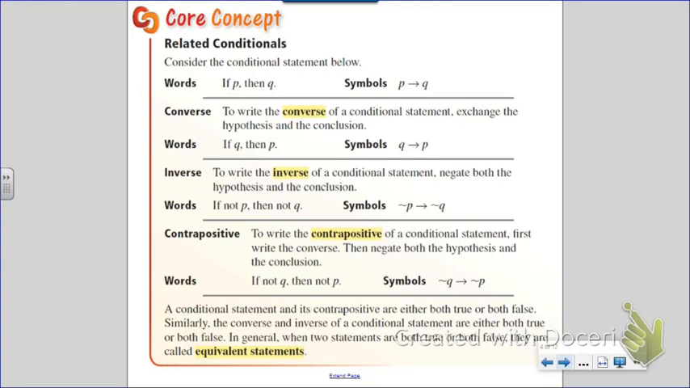A conditional statement and its contrapositive are either both true or both false statements. Similarly, the converse and inverse of a conditional statement are either both true or both false. In general, when two statements are both true or both false, they are called equivalent statements.